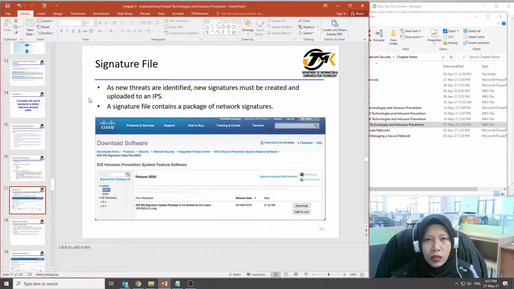Now, the signature file. In Cisco, because we use Cisco specifically, Cisco Packet Analyzer, to have this kind of detection, they require the signature file. As technology goes on every day, there must be new signatures. So all these signatures need to be downloaded and uploaded to the IPS that we use. If you don't download and upload to the IPS, your signature will be not updated. So you need to update the IPS signature. This is where you can get the signature file.